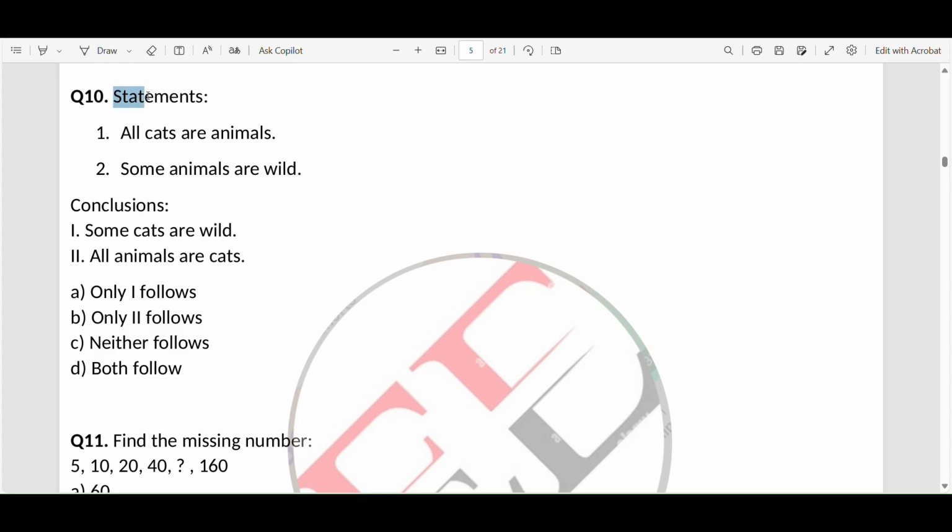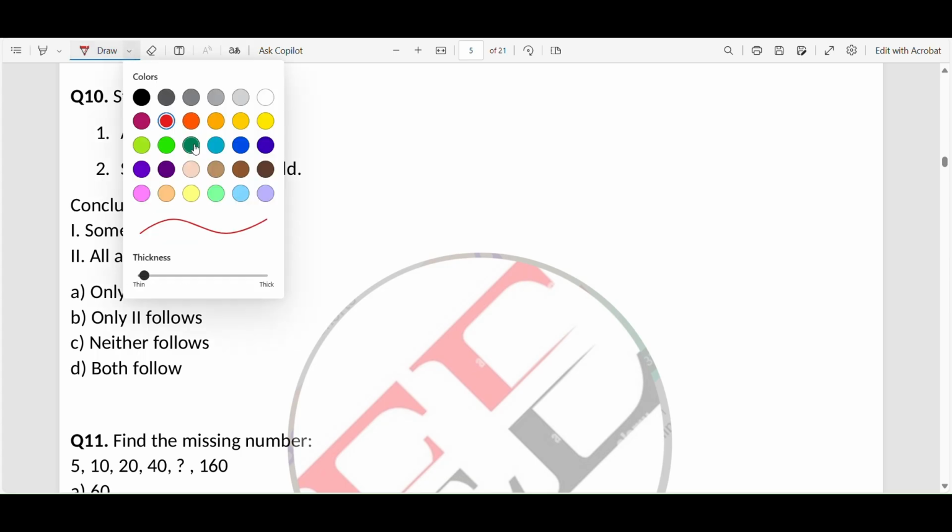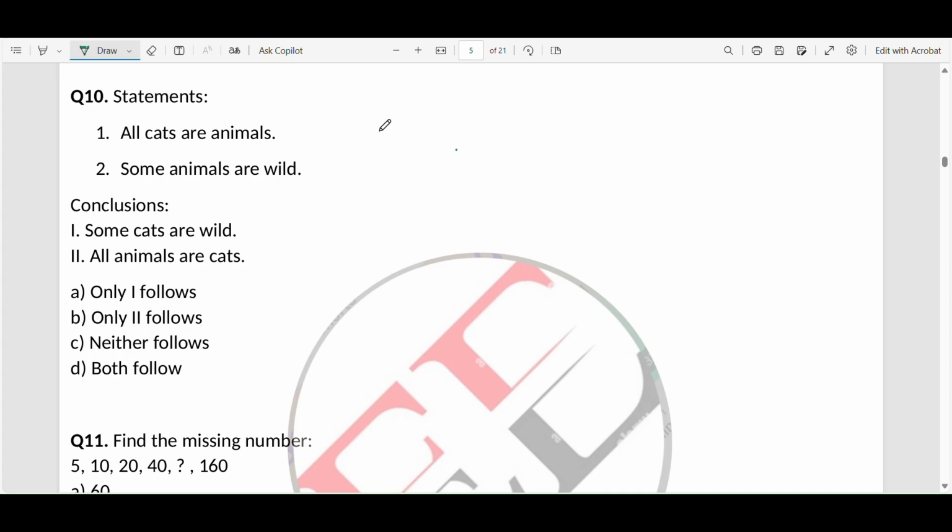In this question we are given two statements. The first statement is all cats are animals, and the second statement is some animals are wild. So this is a Venn diagram type question. Let's try to work on it. Yes, all cats are animals. Consider this as a circle. This is cats, and all cats are animals, right? So this is the animals circle.